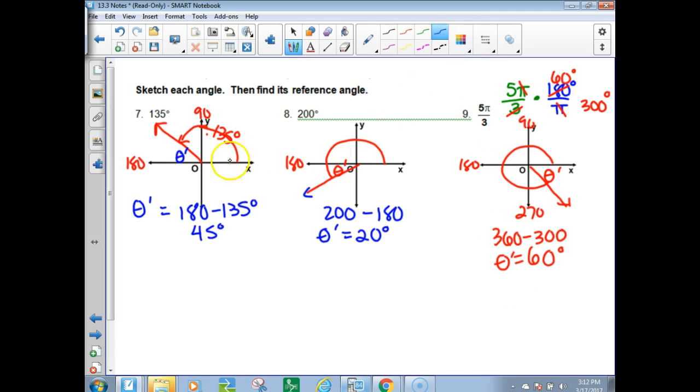All right, so if you want to add those to your picture, this angle was 45 degrees, this angle was 20 degrees, this angle was 60. And I didn't draw them necessarily to scale.